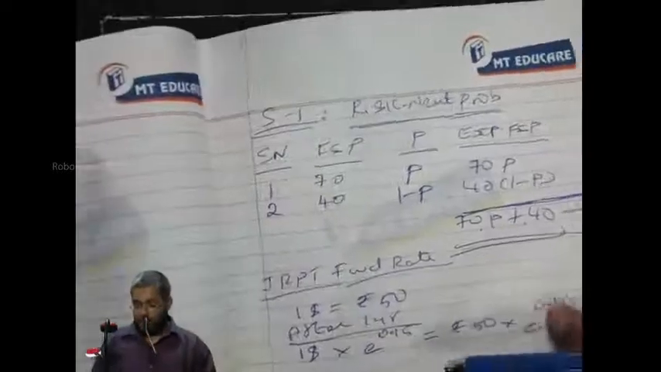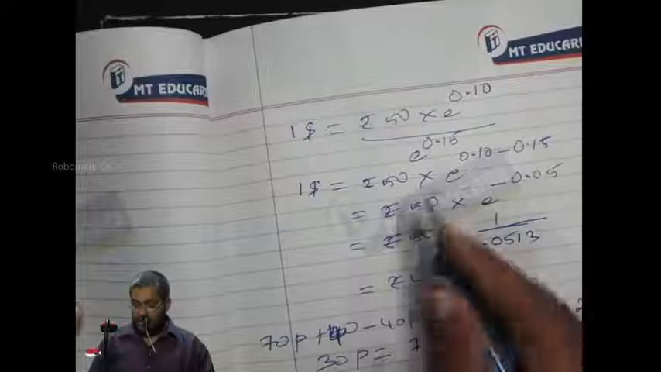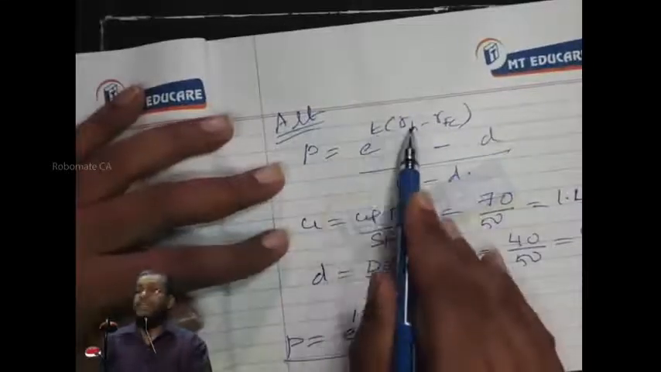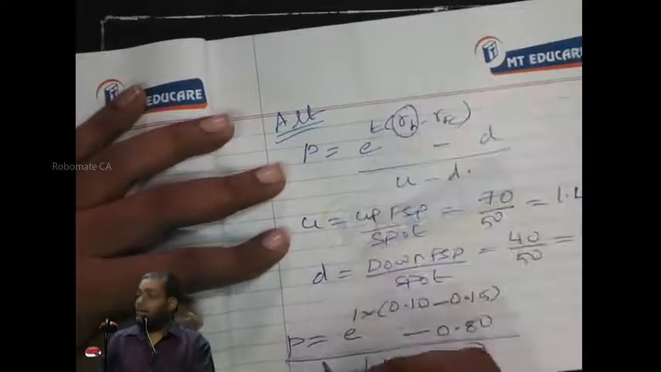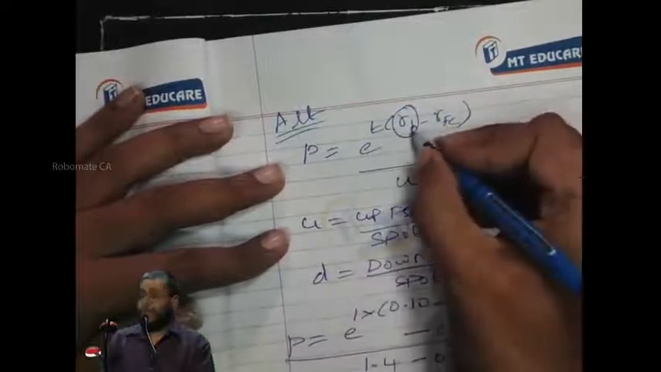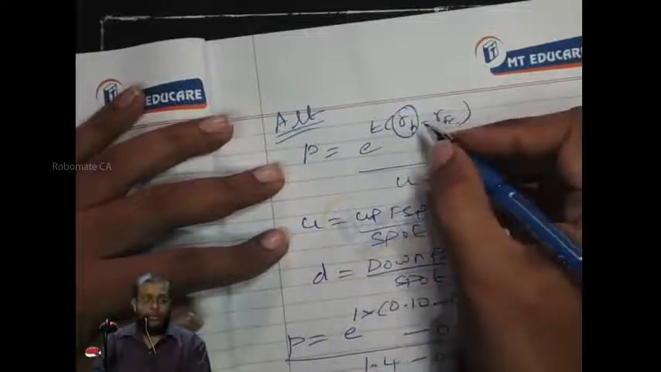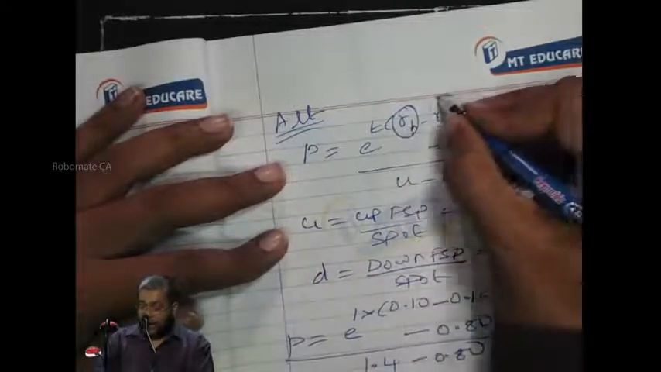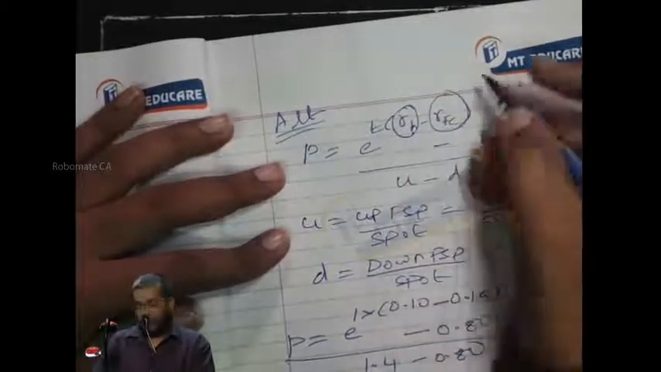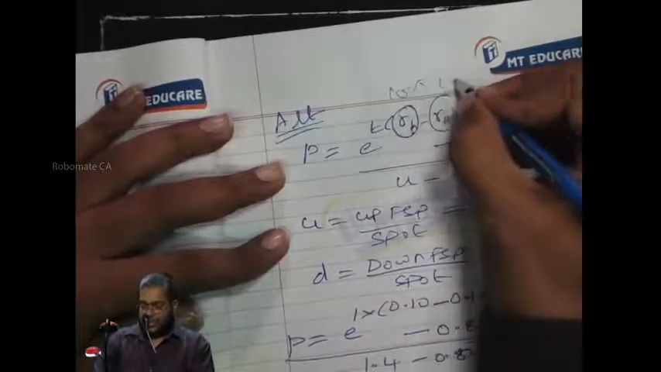Now, so tell me why e power TRF. We had no e power TRF alone. Why is it not e power TRF alone? Because I want what return? That is home currency, 10%. On my investment, I want 10%. But the underlying asset gives me how much? 15%. I want the 10%, the asset gives me 15%.